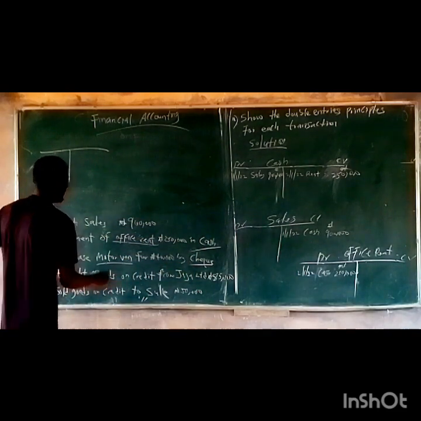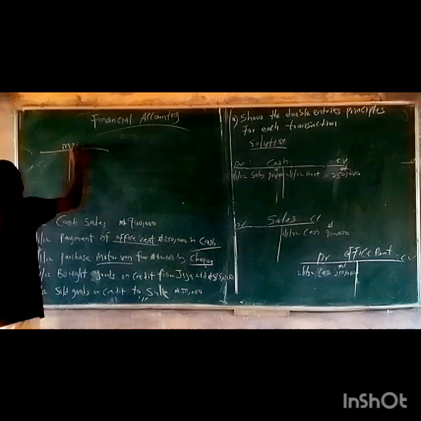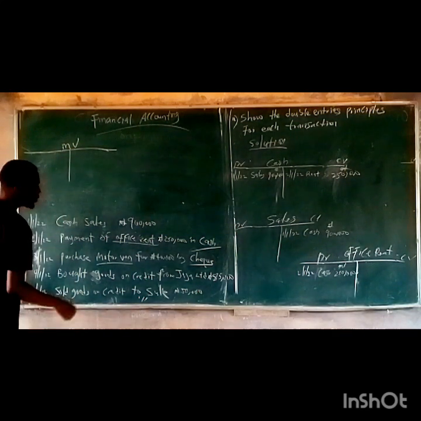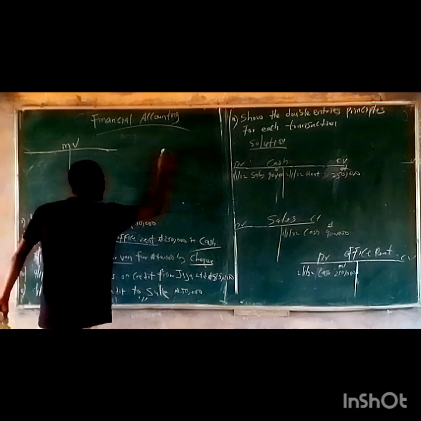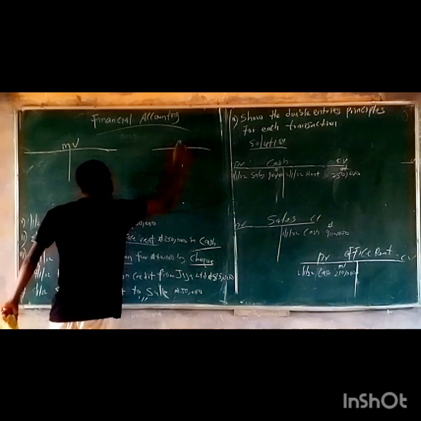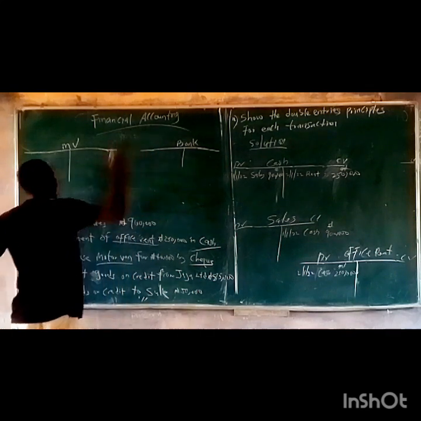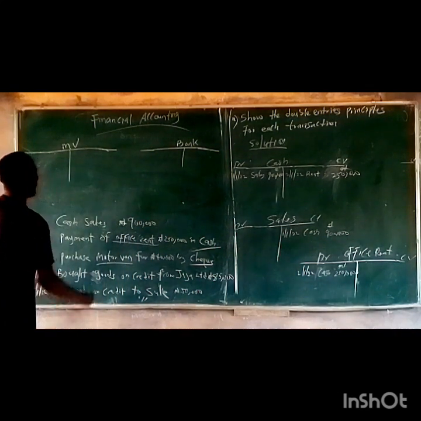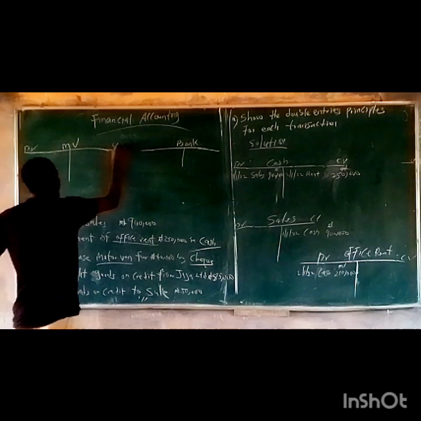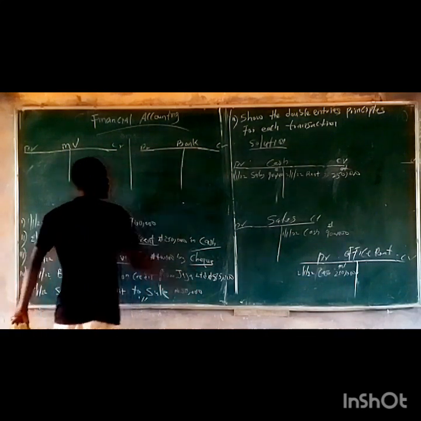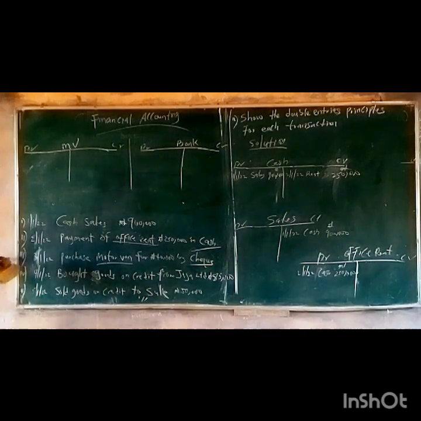Alright, so now we have the motor van. I'm going to abbreviate it, please take note of that. Then we have the bank. Now you have done that: debit, credit, debit, and credit. Alright, so then the next thing is, who am I to debit, who am I to credit? Purchase motor van for 40,000, bought by check.